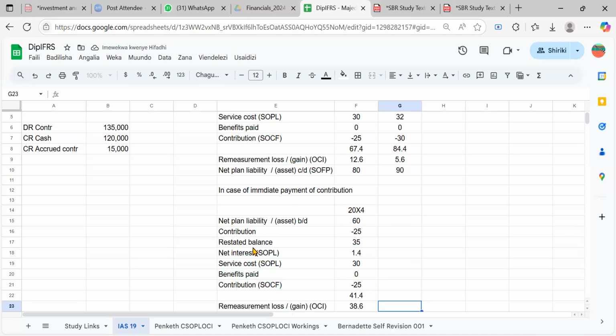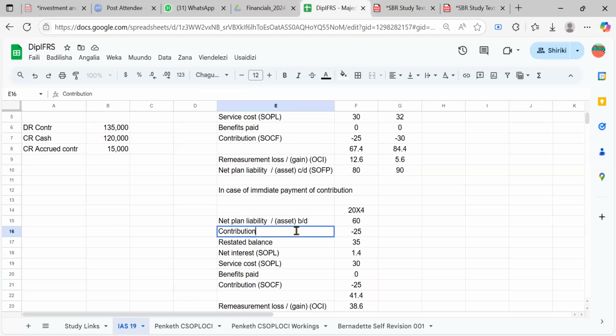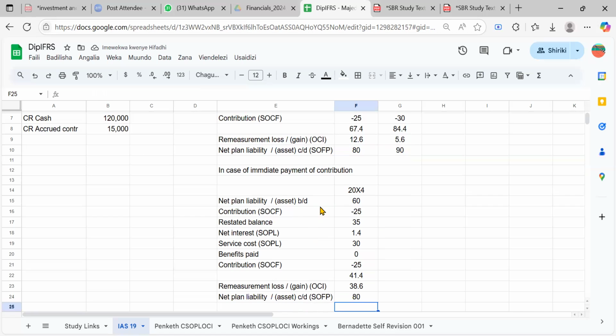But now, this interest was 4%, yeah? So I would have said my interest is 4% times, instead of multiplying by 60, I would have multiplied by 35. You see that now? Yeah, so that's something you should be aware of. The above one is a bit direct. So you have to be careful when you are told the condition is paid immediately, you have to come and affect this.